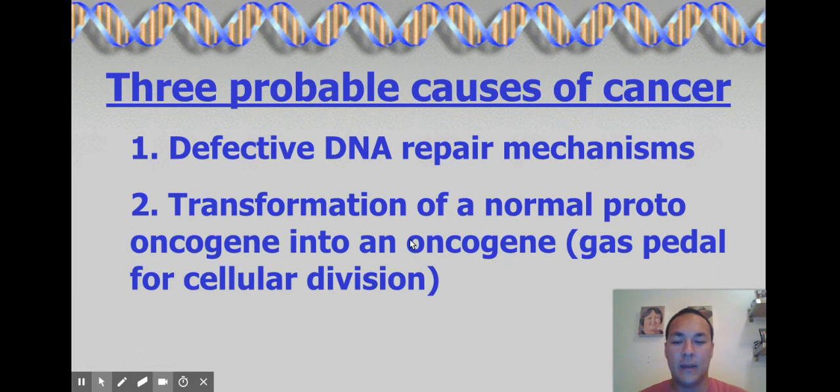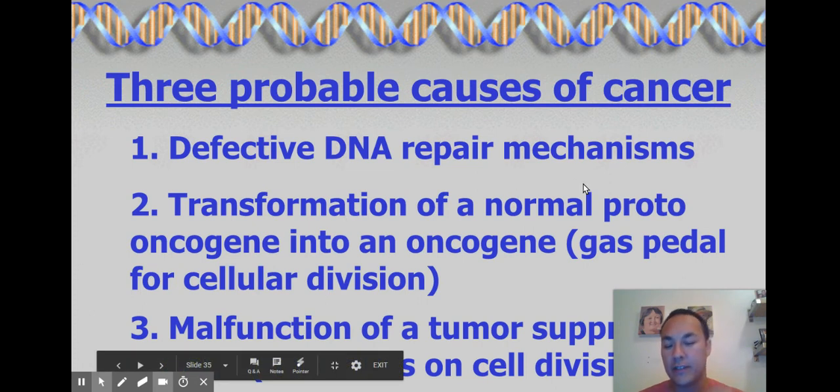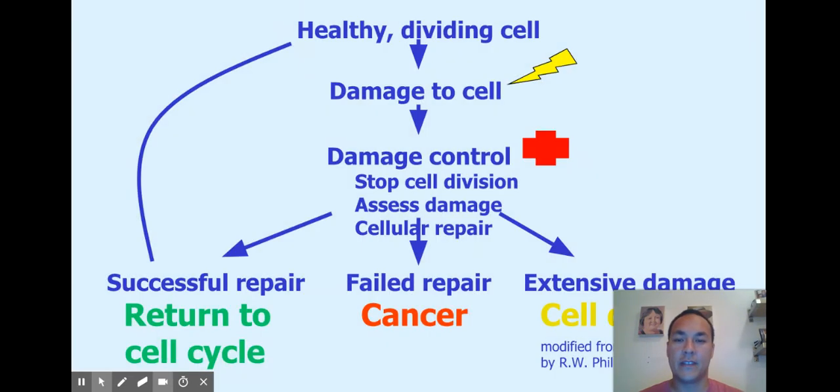So when a proto-oncogene gets mutated, it becomes an oncogene, and what that means is it becomes a gas pedal, and that gas pedal is stuck downwards, saying keep on dividing cell. Or it could be a malfunction or mutation of a tumor suppressor gene, like P53, which means that you lose the brakes. So if you're in a car, you would have no more brakes to stop cell division if something is wrong. So let's check out a couple of examples.